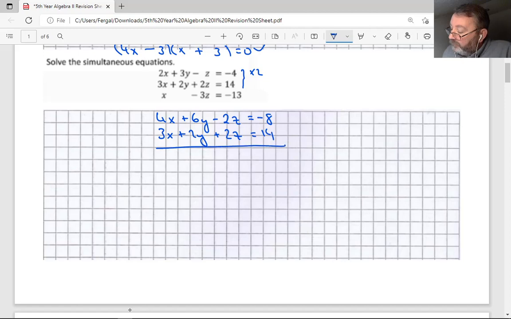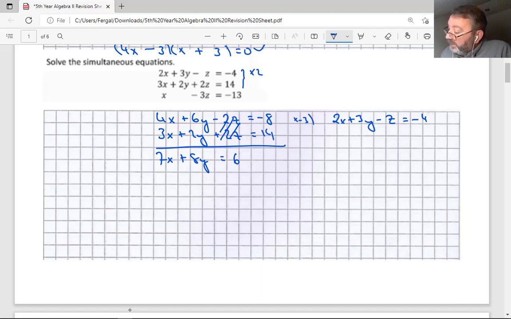Okay, so straight away the z's are gone, and you get 7x plus 8y is equal to 14 minus 8, which is 6. Okay, and then you can take equation 2, oh, it's actually 1 and 3 if you want to. Yeah, easily, 1 and 3. So we've got 2x plus 3y minus z is equal to minus 4. Now, I want to get the z's to match, so I'm going to multiply this one by minus 3.